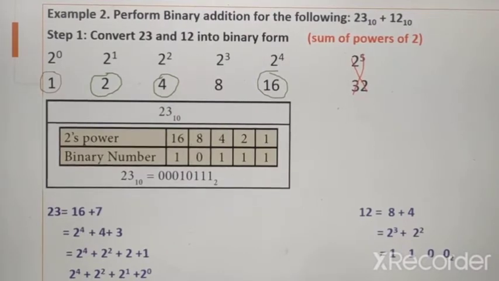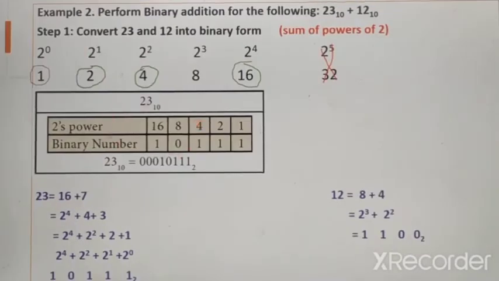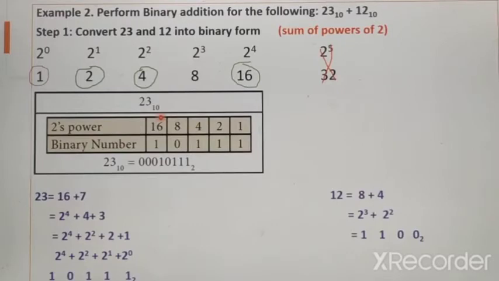In our textbook the sum of powers of 2 method is given. Actually this table is given in the textbook. Let's see how to write this table. First we have to write 2's powers from 0. Your first one is 2 to the power 0. We know any number to the power 0 is equal to 1. That is written here.